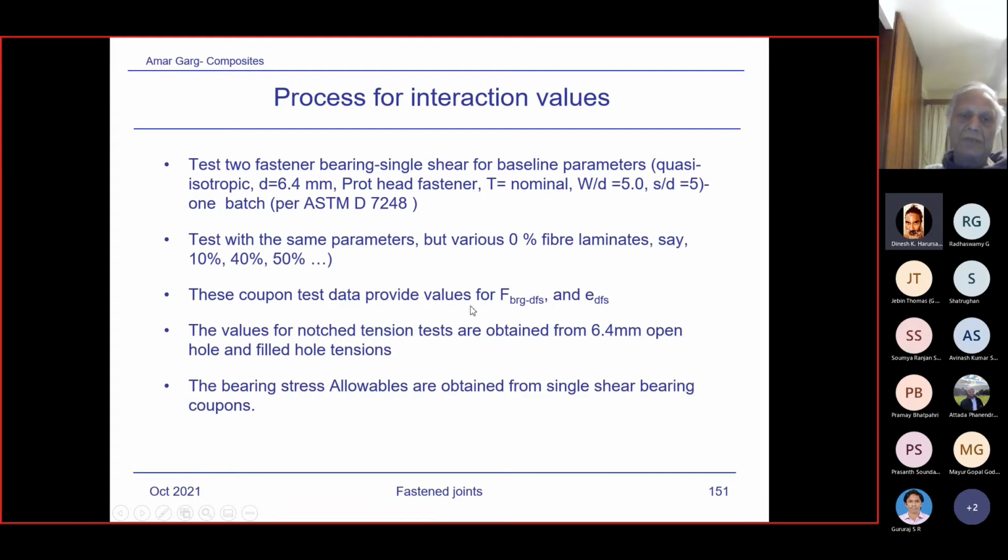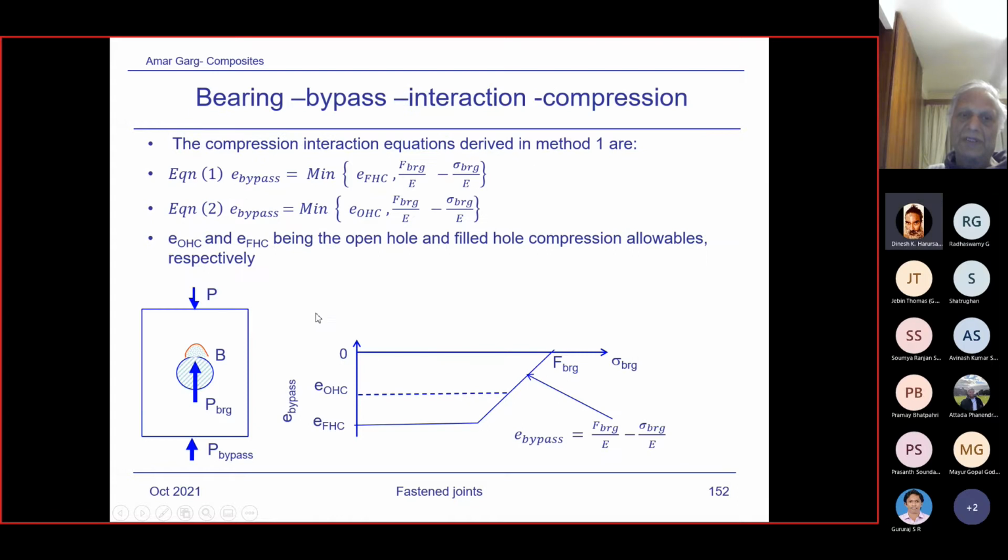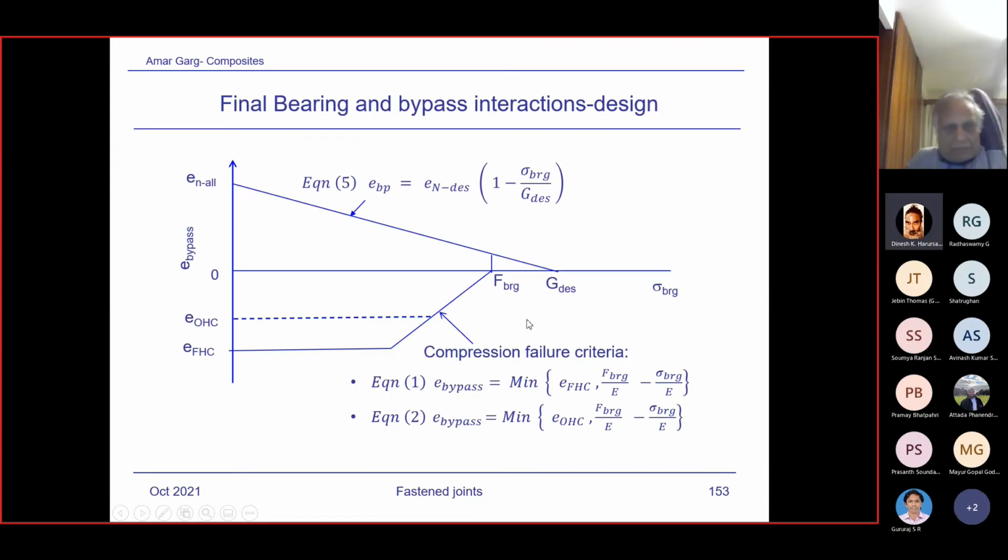Okay, so I've just written down over here some process for interaction values that two fasteners test with same parameters, but with various 0% fiber laminate. Say this coupon test data provide FBR, GDFS, which I've explained, and the values for notch tension test come from 6.4 millimeter hole. The bearing stress allowable up to single fastener shear coupons, and the compression is already discussed previously. So finally, this is the interaction diagram.